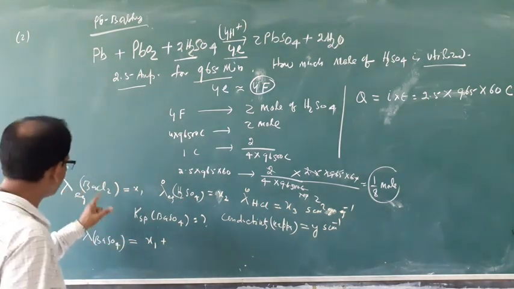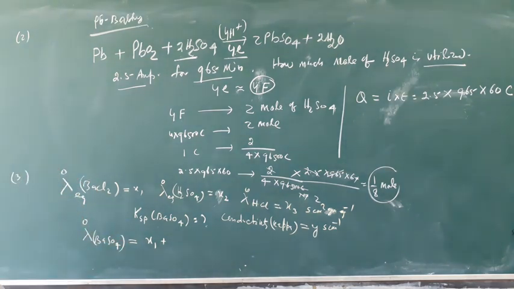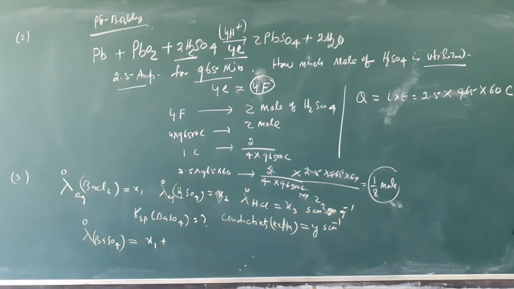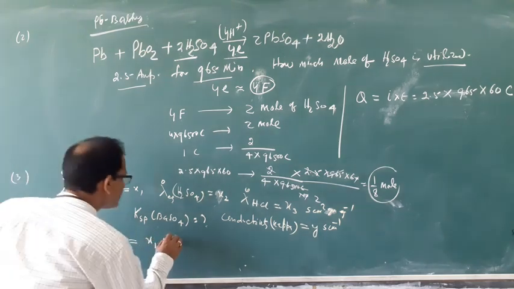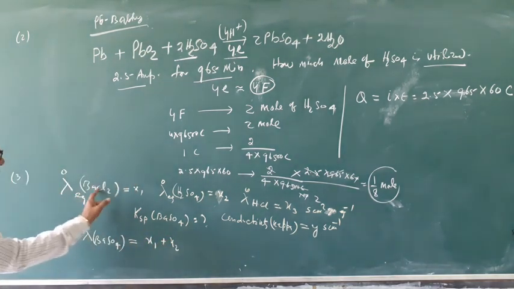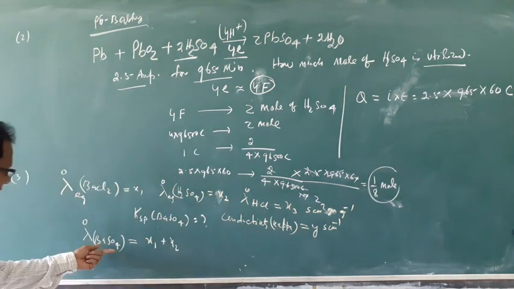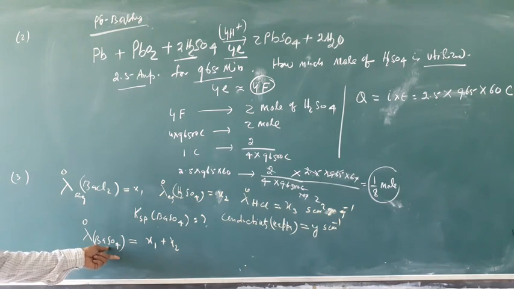As barium sulfate, this one required X1. Then sulfuric acid is required. That is how much? As per the question, one sulfuric acid, one sulfate is required, so plus X2. These two will be added. And HCl is not required because our result is only barium ion and sulfate ion.